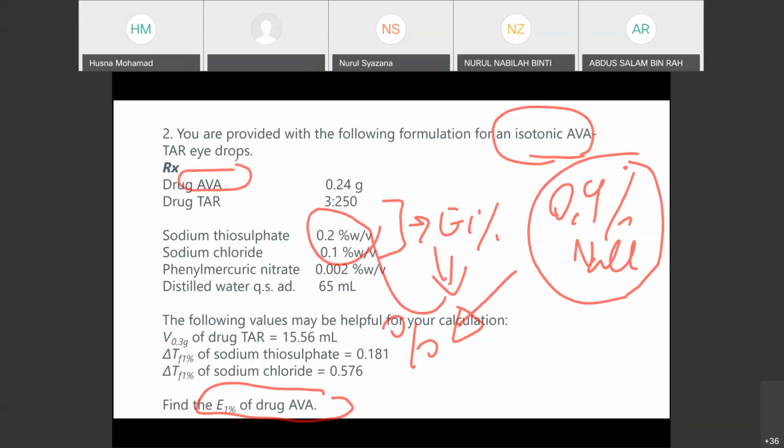And then for the E1%, which is 1% of drug AVA, I will compare, because the percentage that I get is just for the percentage of AVA in the formulation. But for 1%, I have to do a ratio to get the value. Thank you. Okay, very good. Again, I think it's very clear. So just let me wait.